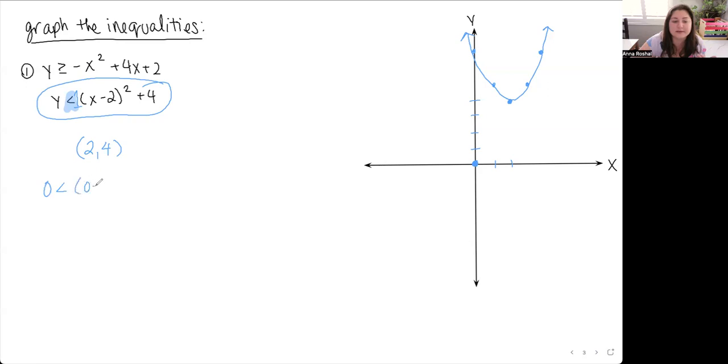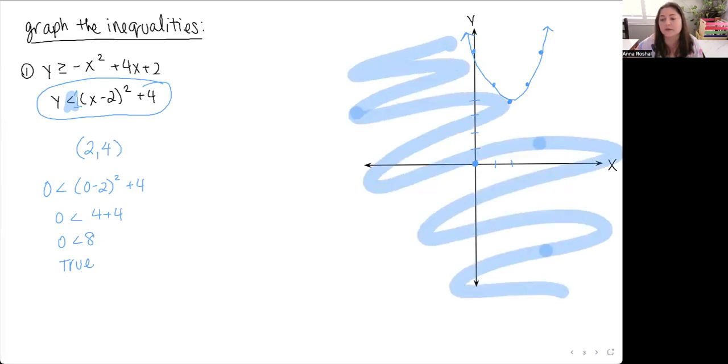Because here's what'll happen. You have 0 is less than negative 0 minus 2 squared plus 4. Or 0 minus 2 is negative 2, negative 2 squared is 4, 4 plus 4. So I have 0 is less than 8. Is that a true statement? 0 is indeed less than 8. It's a true statement. So let's make this really large. That's where I'm going to graph this. Also going to graph it here. So my entire graph will consist of lots of shading below there.